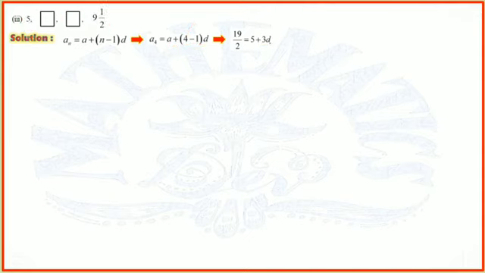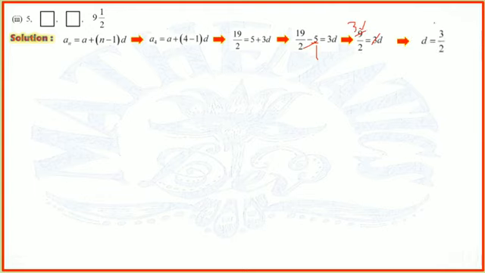So next, 19 by 2, then 5 we take to the left hand side, so it equals 3D. This implies 5 upon 1, LCM is 2, 5 is 10, 19 minus 10 is 9 upon 2, is equal to 3D. Then 3 3s are 9, so D is equal to 3 by 2. This is the common difference.